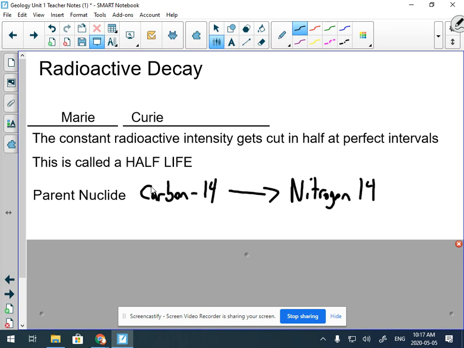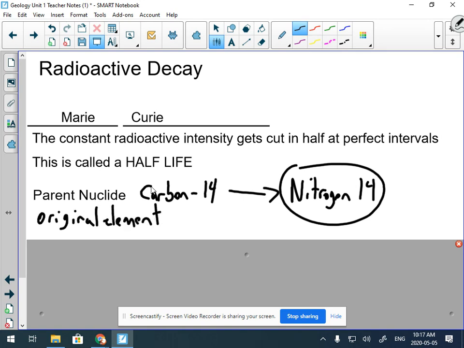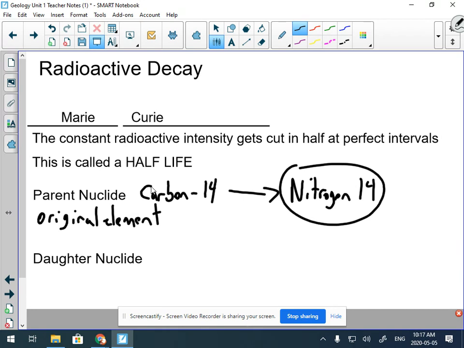So over time, the carbon forms something that's a little bit more stable. And in Science 30, we talk about what that is. So kind of what happened here is a neutron turned into a proton to keep the mass number the same. So we'll just say this is the original element. There's something called a daughter nucleotide, and the daughter nucleotide is what it decays into.